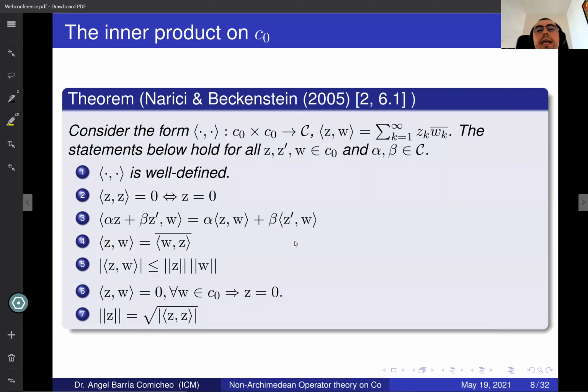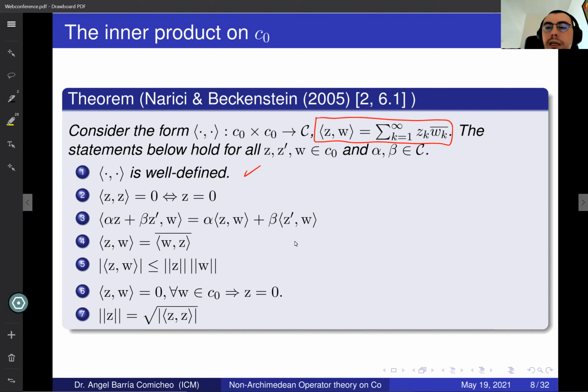Here is where the interesting part starts. Narici and Bekenstein, in 2005, in a publication where they were studying inner products on this space, found that this formula is a good candidate for an inner product on c0.